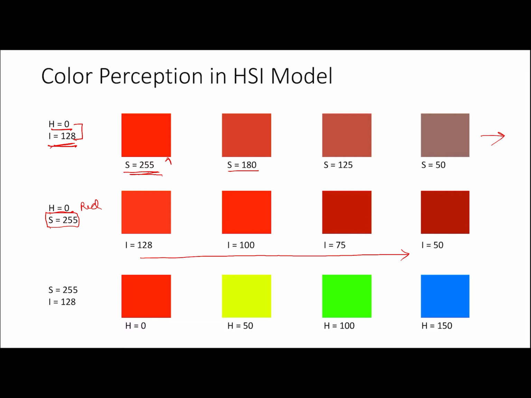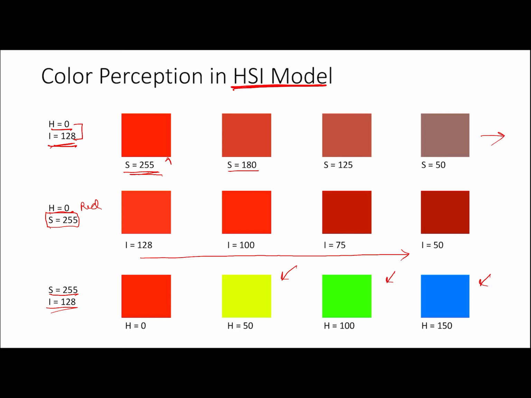In the third row, saturation is the same and intensity is the same for all these 4 rectangles, but hue is different, and since hue has changed, the color has changed completely. So this hue is very important.